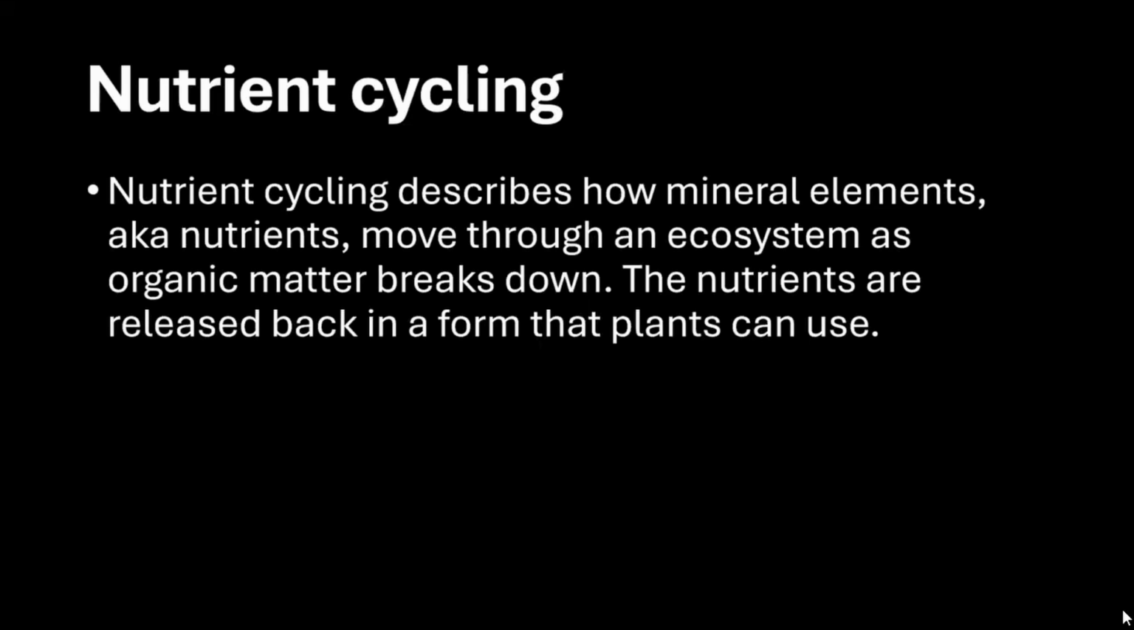Nutrient cycling. Nutrient cycling describes how mineral elements, for example nutrients, move through an ecosystem as the organic matter breaks down. The nutrients are released back in a form that plants can use.